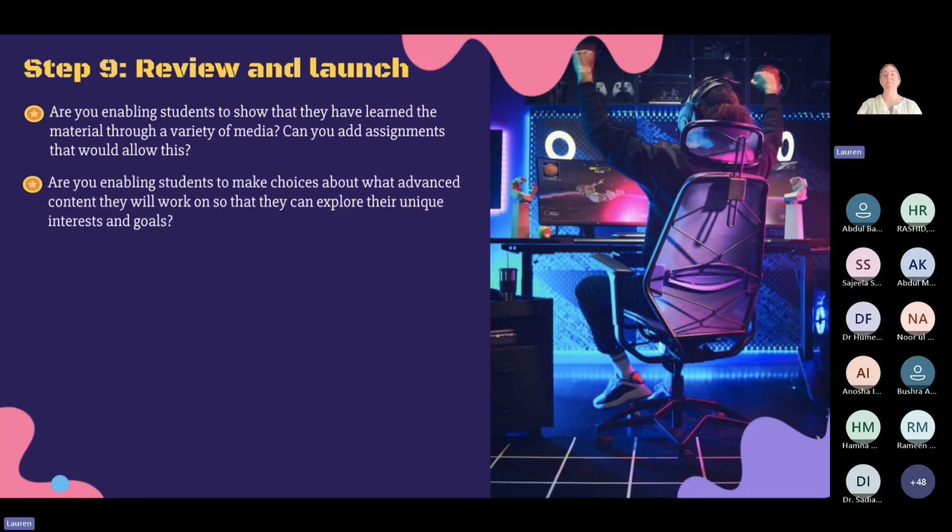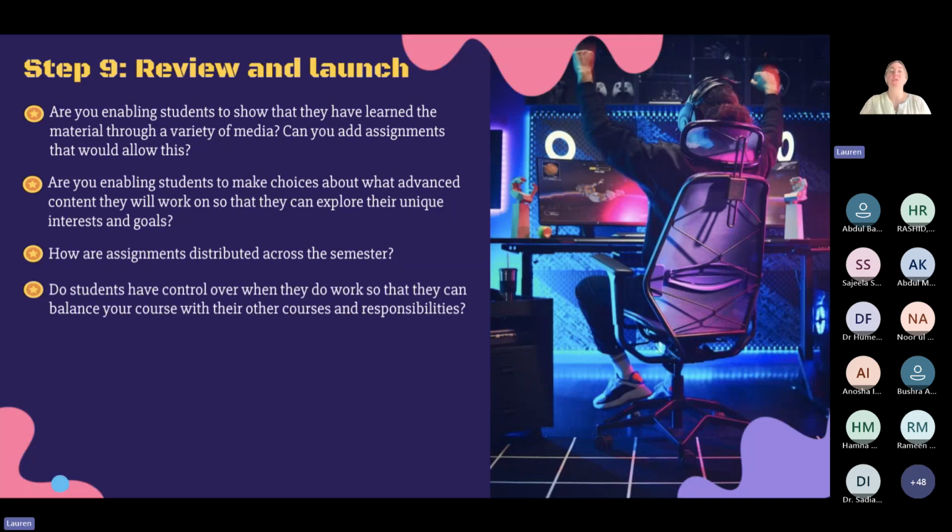Are you enabling students to make choices about what advanced content they'll work on so they can explore their unique interests and goals? How are assignments distributed across the semester? Are they evenly distributed? Are they all clumped together? Do students have control over when they do work so that they can balance your course with their other courses and responsibilities? Remember, we said that students are living their lives, and so our course needs to be attainable within the context of real life.